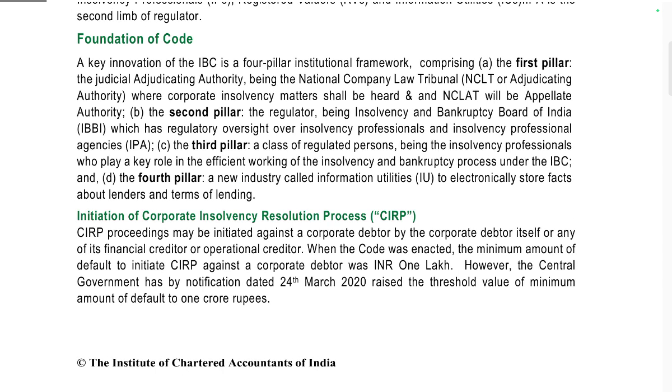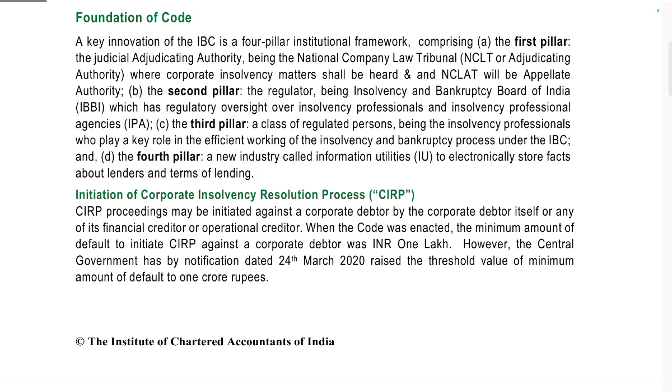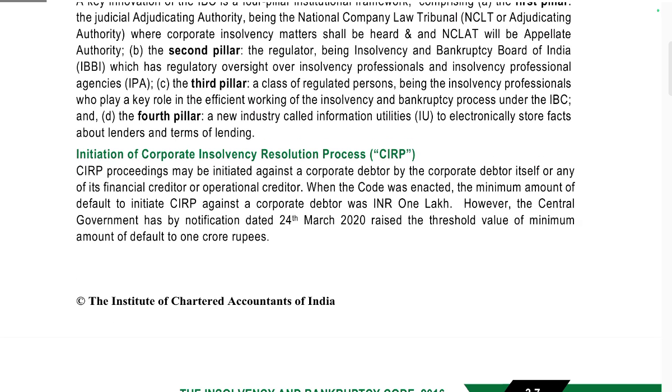The second pillar is the regulator, the Insolvency and Bankruptcy Board of India, which has oversight over insolvency professionals and insolvency professional agencies. The third pillar is a class of regulated persons, the insolvency professionals, who play a key role in the efficient working of the insolvency and bankruptcy process under the IBC. The fourth pillar is a new industry called the information utility, which stores electronic records of factors such as lenders and terms of lending.